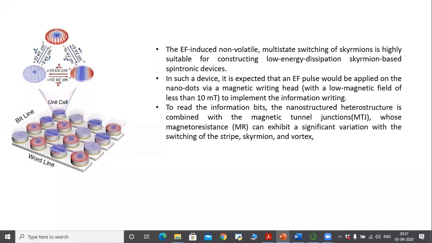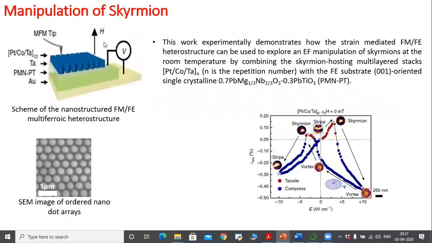There are participants raising hands. He is saying something like, isn't 10 kilovolt high? Sayan, can you hear me? Yes. He's saying that isn't the voltage too high? In the case of platinum, cobalt, tantalum, they have got the 10 kilovolt signal.